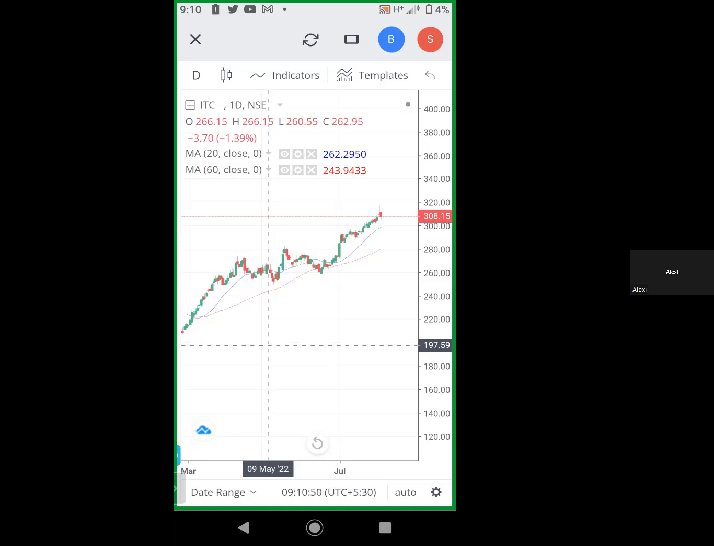Okay, so I showed you exactly how to add the 20 period moving average and the 60 period moving average. By the way, some people use the 50 period moving average. Either one is fine. Not much of a difference that I see.